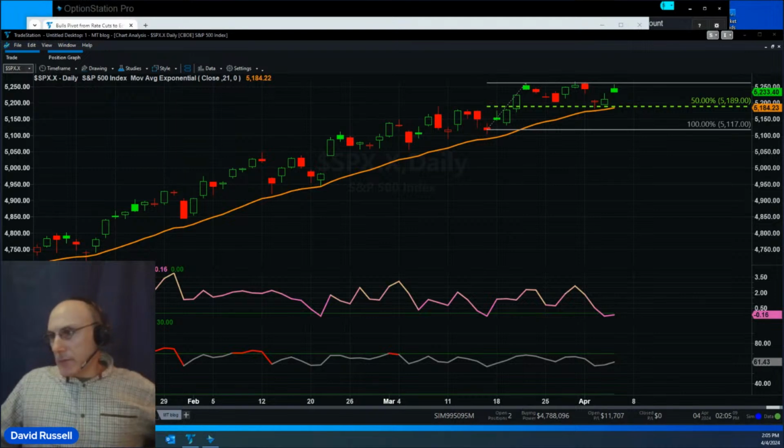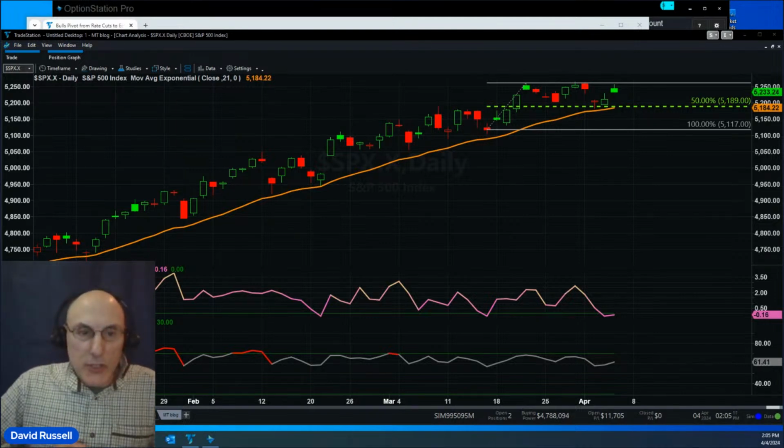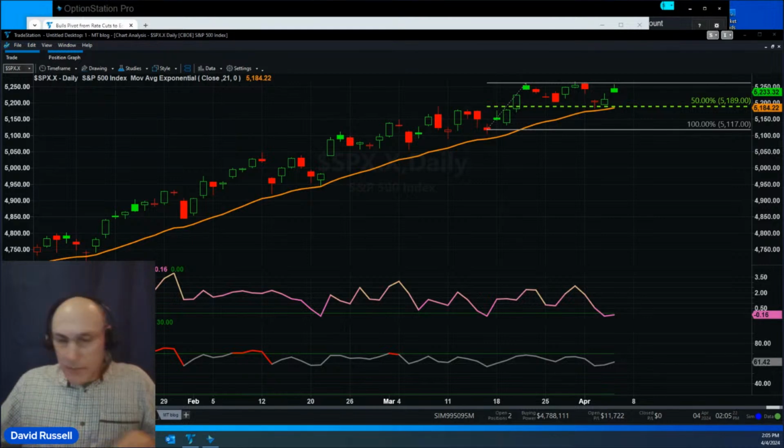Sellers just don't multiply, buyers emerge, and there is not follow through to the downside. Pullbacks are tight.